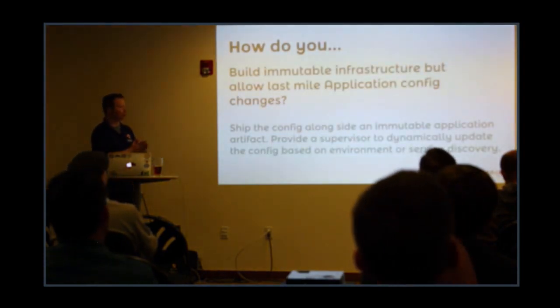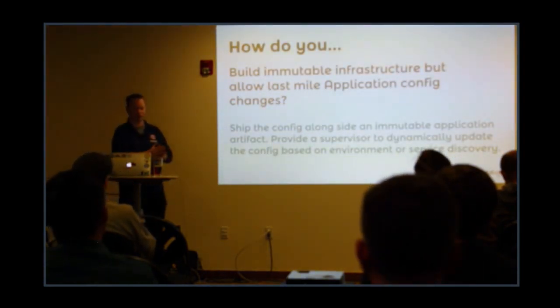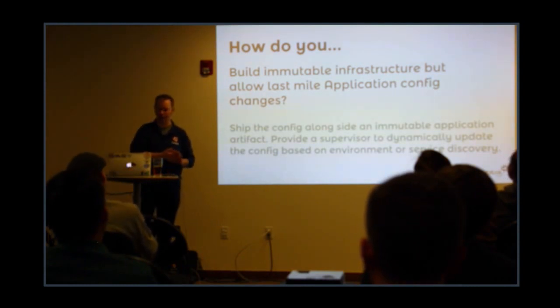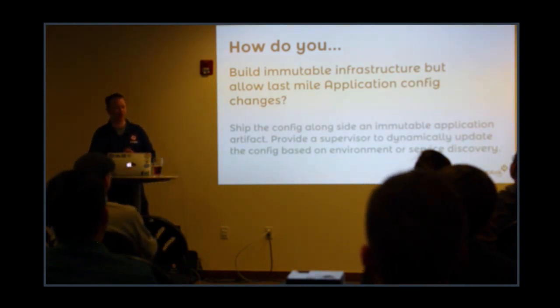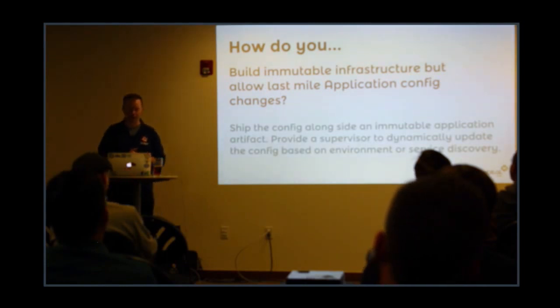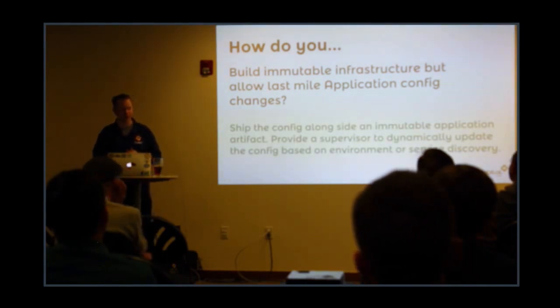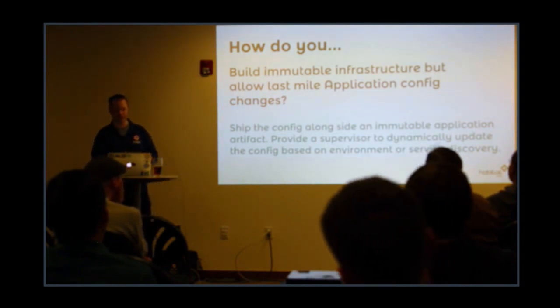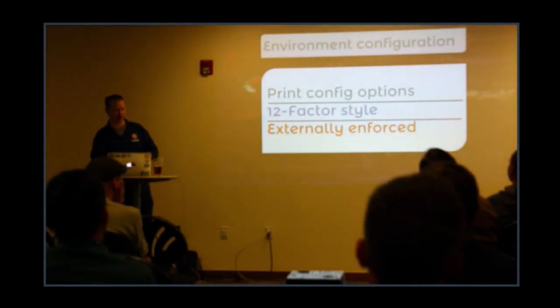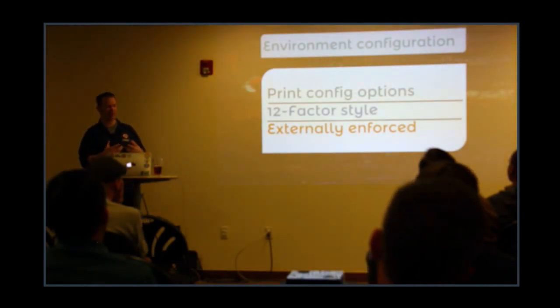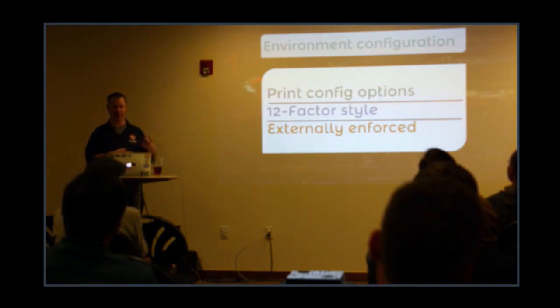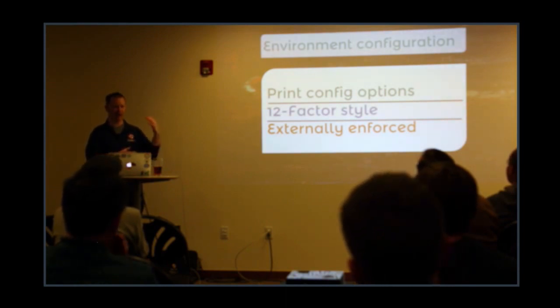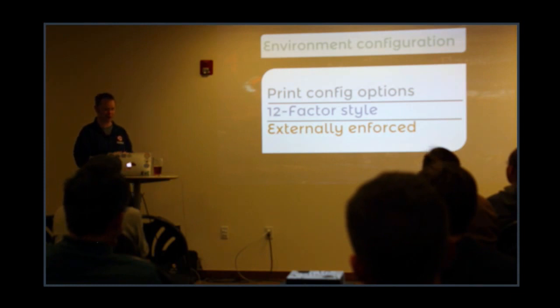So configuration is important. How do you build immutable infrastructure but allow last mile application config changes? Well, with Habitat, you ship the config alongside in an immutable application artifact, and then you provide a supervisor that dynamically updates that config based on environment or service discovery. So the environment configuration is information that the supervisor has about it, and you can inject your own environment. So you're running in a shell, right? So you can inject an environment variable into the shell for your package that is going to allow it to change the configuration option. And I'll show an example of that.